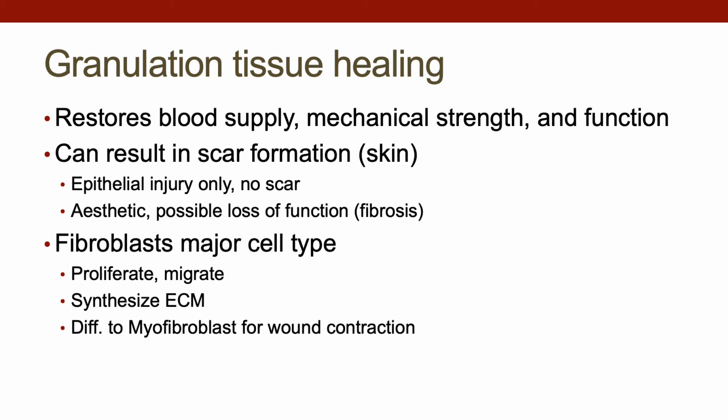So the fibroblasts are the major cell type that are making granulation tissue and depositing extracellular matrix. They proliferate in surrounding tissues and migrate into the wound. They synthesize the extracellular matrix, and they can also differentiate into something called a myofibroblast, which is when they become almost like a smooth muscle cell. They develop a lot of actomyosin cytoskeleton, and then they can contract to actually make the wounded area smaller and draw the healthy tissues closer together.